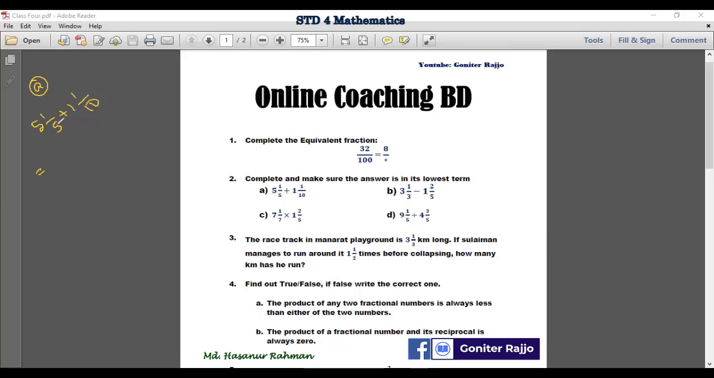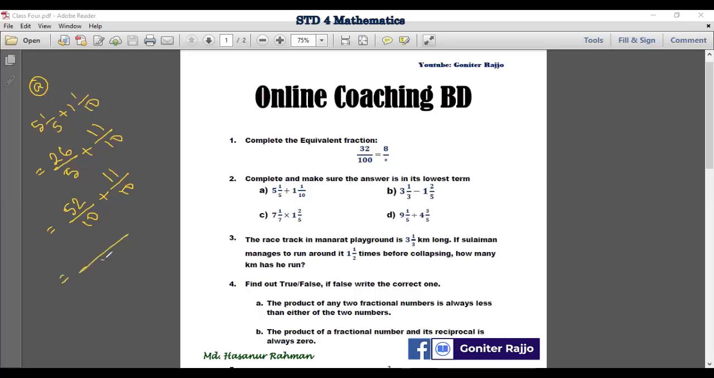So at first, we should convert this mixed number to improper fractions. So how can we convert? 5 fives is 25 plus 1, that is 26, plus 10 is 10 plus 1, that is 11. Now, we have to find out the same denominator. So the LCM of 5 and 10 should be 10. So we can convert this 5 to 10 by multiplying this 5 by 2. 5 multiplied by 2, that is 10. 26 multiplied by 2, that is 52. And 11 by 10 will not be changed.